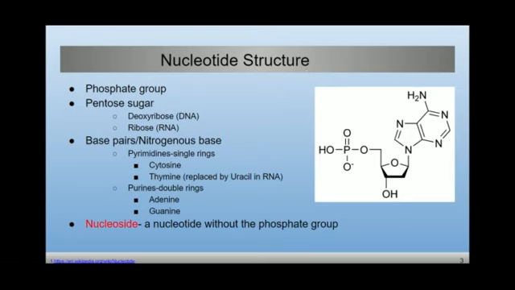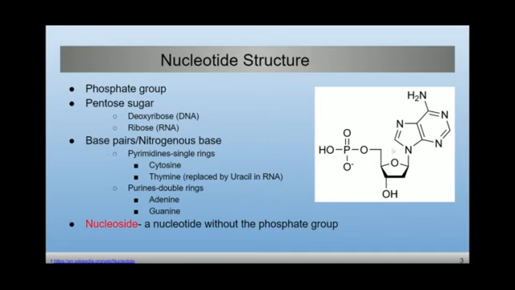Nucleotide structure. The nucleotide contains a phosphate group. Here is the phosphate group, the center of it is a phosphate. Then a pentose sugar, which is shown here. It's basically a carbon ring like we discussed for carbohydrates. And there are two variations: there's a deoxyribose variation in DNA and a ribose variation in RNA.